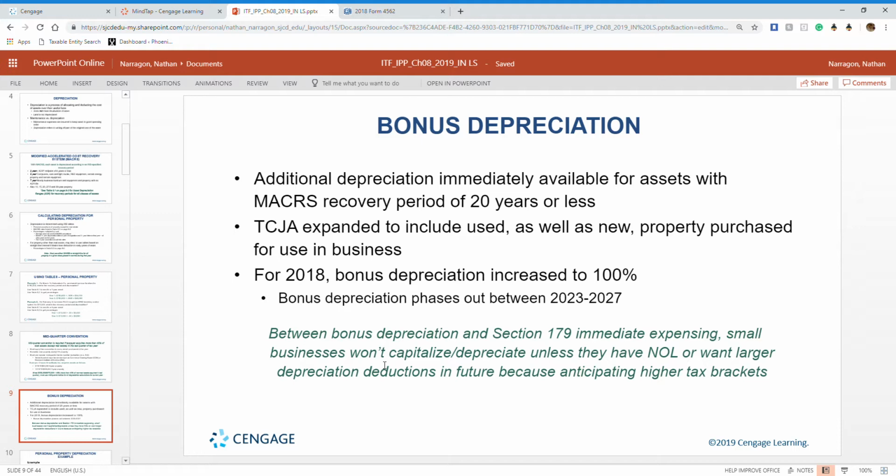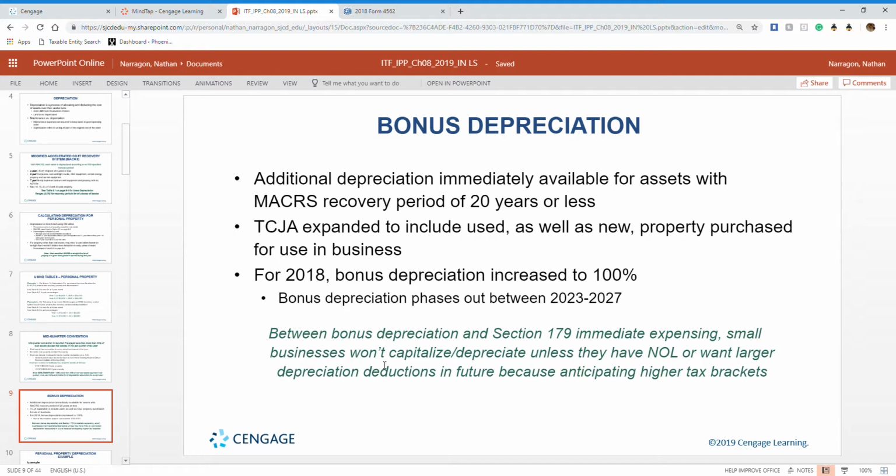Now, the law has changed. This has expanded the assets we can use, because before with bonus, you could not use used assets. So you couldn't do anything pre-owned. But now with the new law, we can use used property as well as new property. And this brings a lot more stuff, a lot better deductions that we can take for any business.